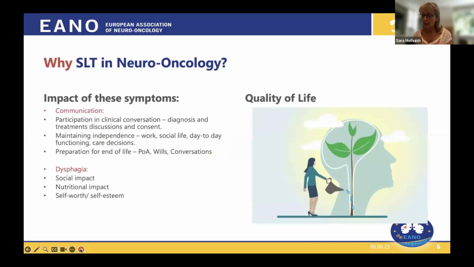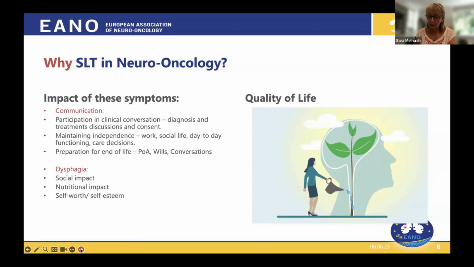So we know our patients have complex symptom profiles, including communication and swallowing difficulties. But what does this actually mean for them? Well, eating, drinking, and communicating are absolutely fundamental to daily life. When was the last time you went through a day without doing all these things? And so here are just some of the impacts of the impairments in these areas.